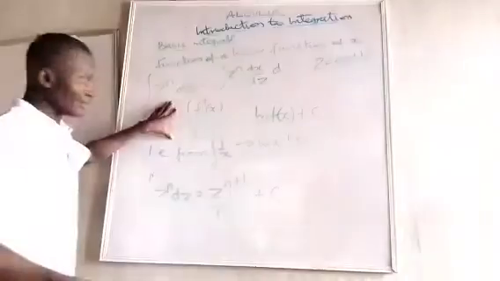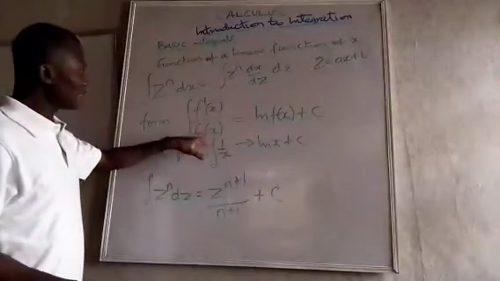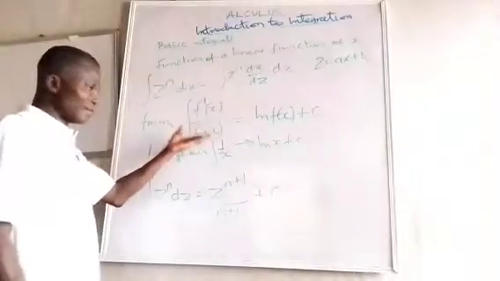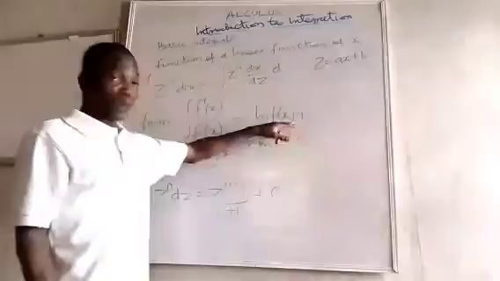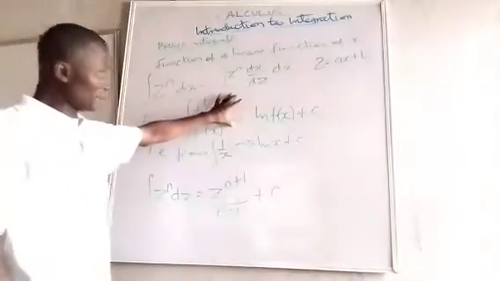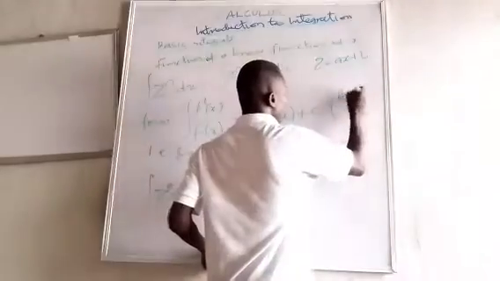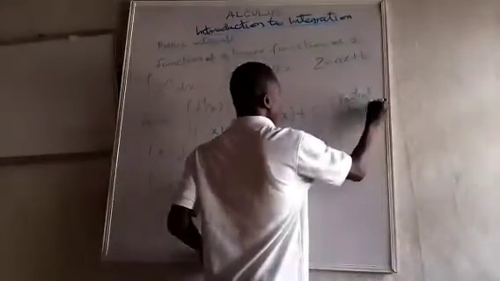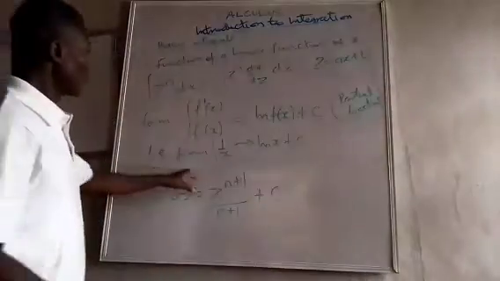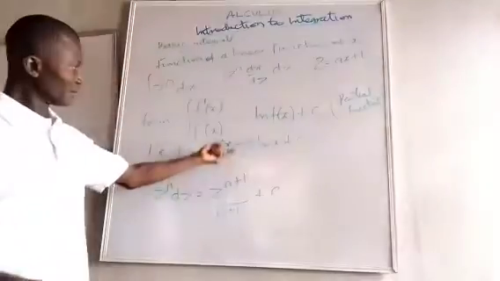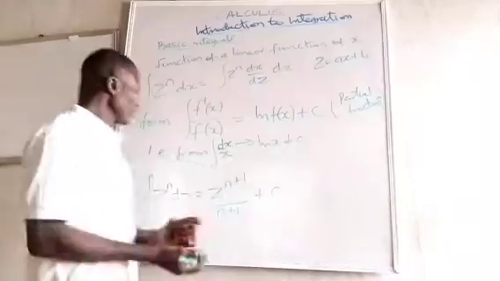Now, if you have another form like this, where the differential of f(x) is the numerator and f(x) is the denominator, we are going to have ln f(x) plus c. This is applicable, or that's what we applied in partial fractions. We got it from this. That is why we have the f'(x) over f(x). That's what it's going to give us. Do you understand?